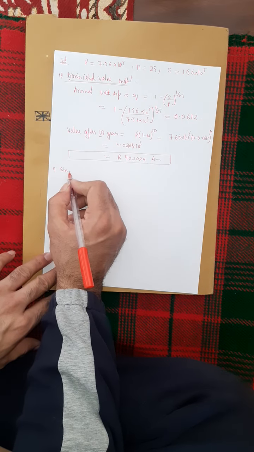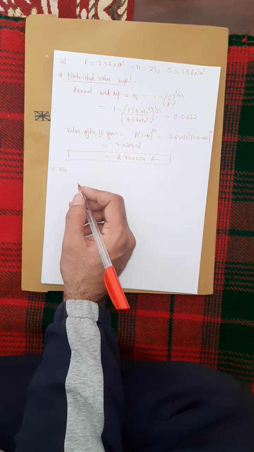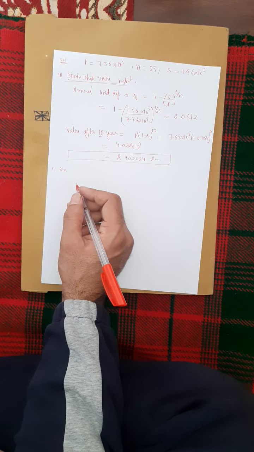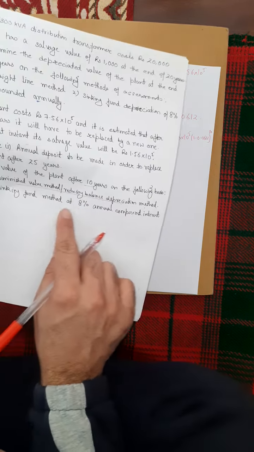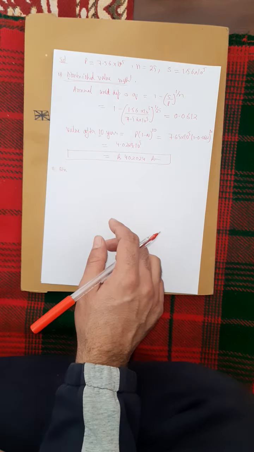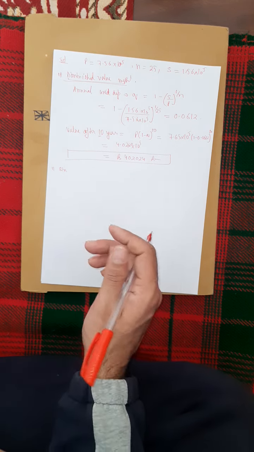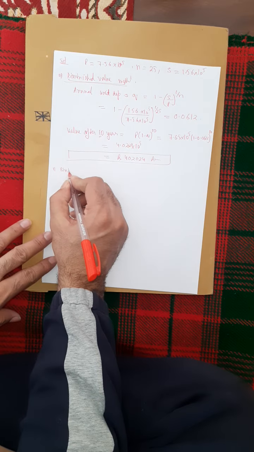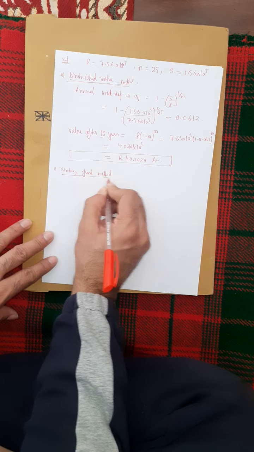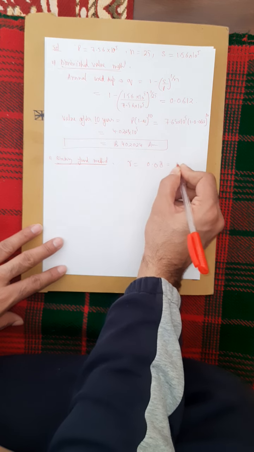So with an annual interest of 10%, 8%, sorry, was it 8%? Let me check it again. What was the annual sinking fund method at 8% annual compound interest? Okay, 8% annual compound interest. So in the first question it was 8%, and here again the interest is 8%. So, sinking fund method. What is the rate of interest? 0.08, which is nothing but 8%.